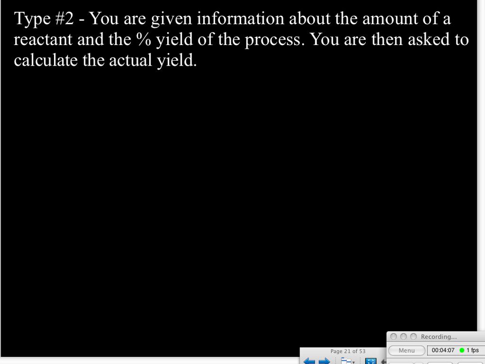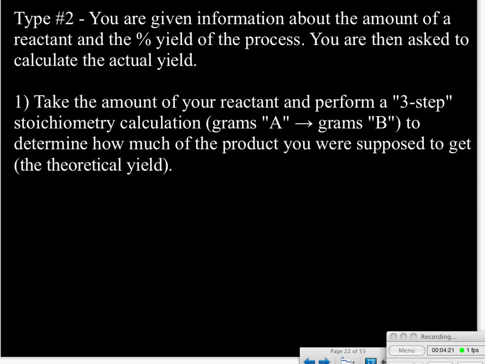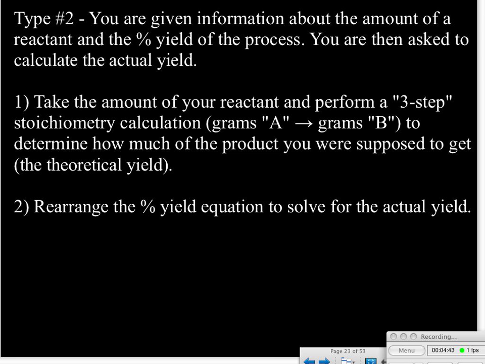The other type of problem, you get information about the amount of the reactant, and they'll tell you what the percent yield of the process is. And then you're asked to calculate, well, how much are you actually going to get when you're done? In this type of problem, the first thing you do is identify the number that goes with your reactant, double check, make sure it's a reactant, and then you perform a three-step stoichiometry calculation to find out how many grams of the particular product in question you're going to get according to the theory, according to the recipe. Then what you want to do is rearrange your percent yield equation that we had before to solve for the actual yield.